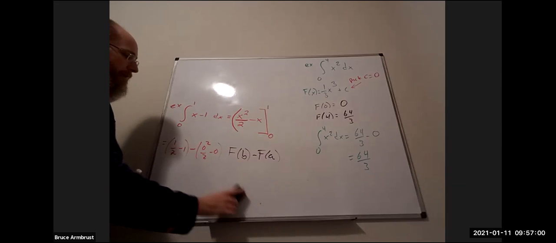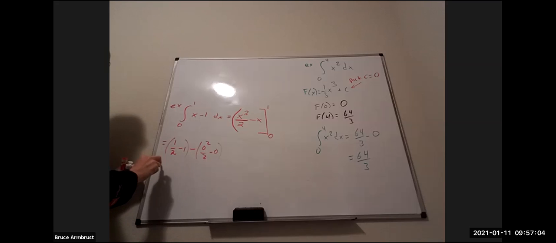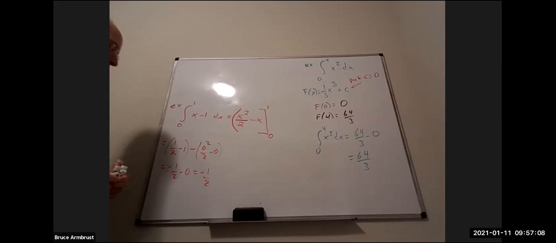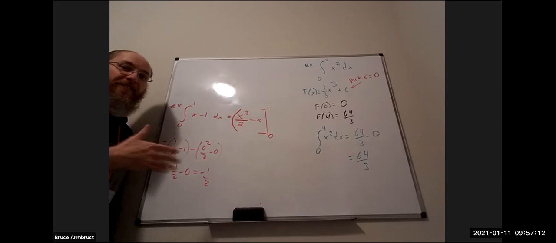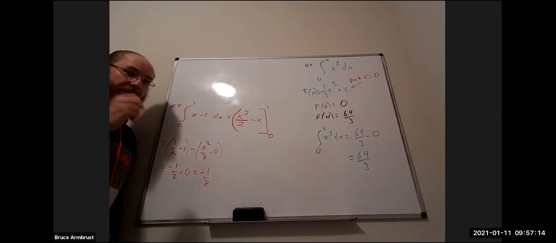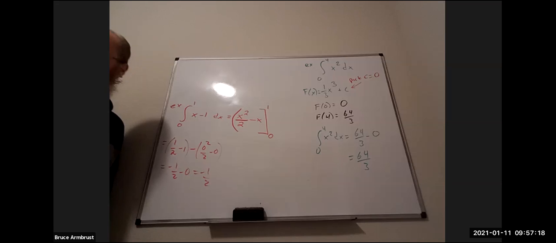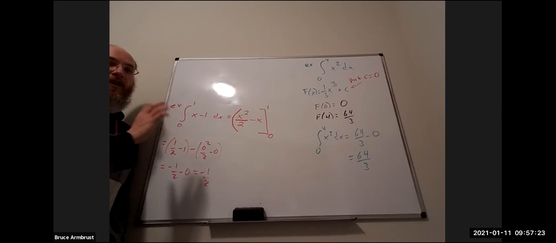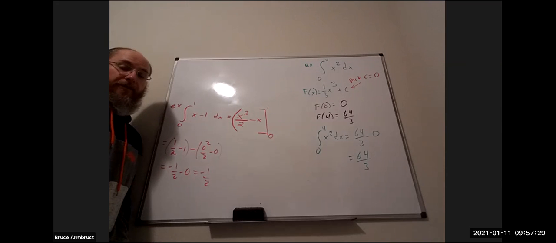So f of b minus f of a, which is negative 1/2 minus 0, or negative 1/2. And again, fast, easy, and we're done. Okay, so this is how the fundamental theorem of calculus works. It is the fast way of getting our answers.